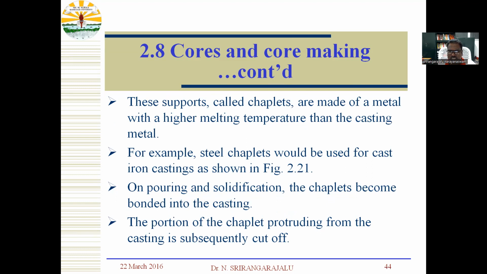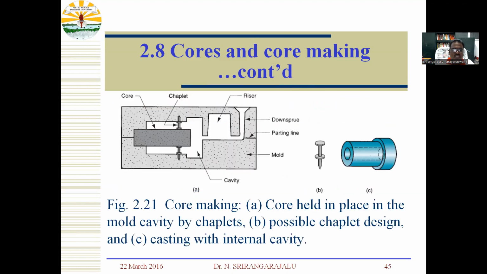These supports, called chaplets, are made of metals with a higher melting temperature than the casting metal. For example, steel chaplets would be used for cast iron castings, as shown in figure 2.21. During pouring and solidification, the chaplets become bonded into the casting. The portion of the chaplet protruding from the casting is subsequently cut off. So this is the core. This is the core. Chaplets are supported here. Then you will get this type of final product: riser and runner, downsprue, parting line, mold, etc.